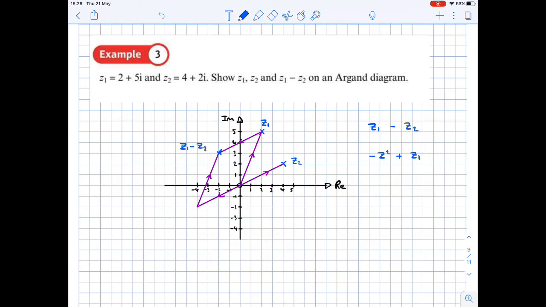Alternatively, we could think of this in terms of just writing the numbers out. So Z1 minus Z2 is equal to 2 plus 5i subtract 4 plus 2i, and using brackets is important here to keep our directed numbers. So we have 2 take away 4 gives minus 2 in the real part. 5 take away 2 leaves us with 3i in the imaginary part. And as you can see, minus 2 plus 3i is our answer.